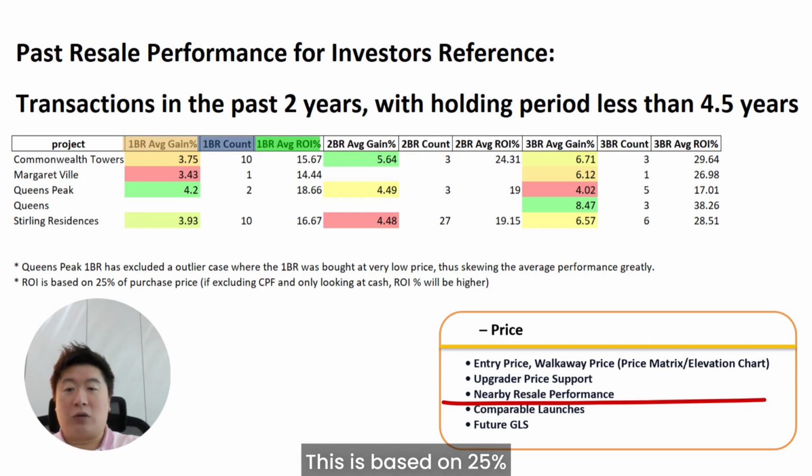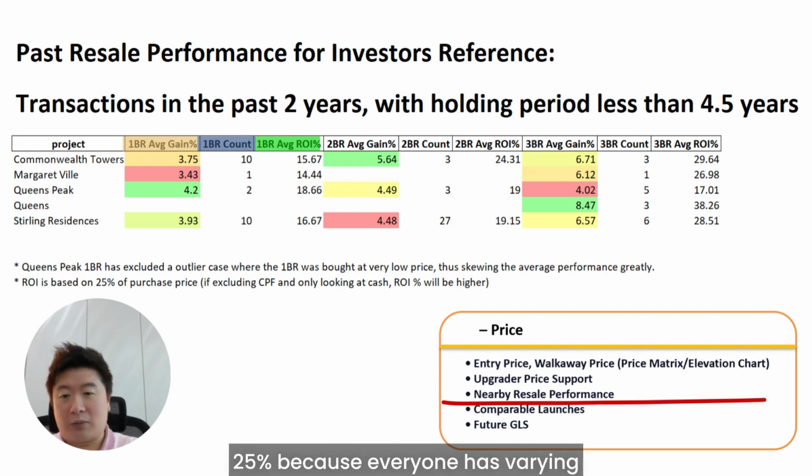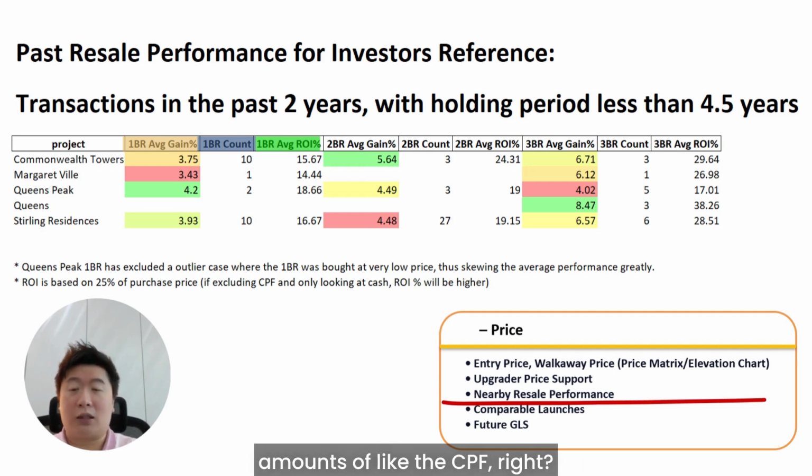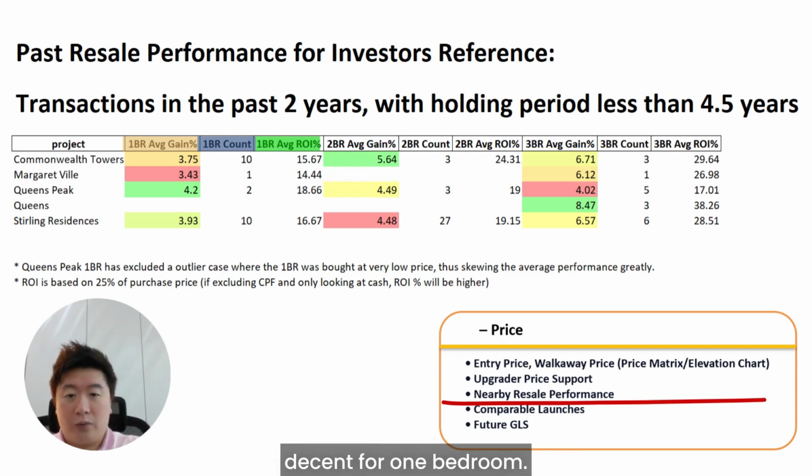This is very simple. This is based on 25% of the purchase price. If you exclude CPF and only look at cash, then obviously the ROI percentage will be even higher. But for now, I'll just take it as 25%, because everyone has varying amounts of CPF, right? Yeah, so ROI is actually pretty decent for the 1 bedroom.